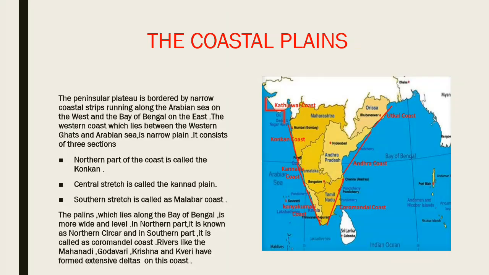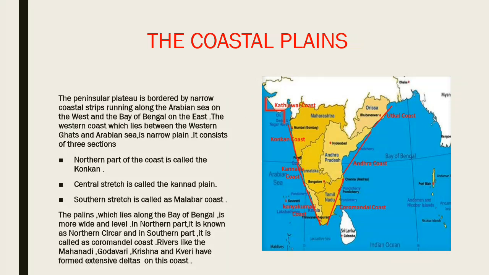Then come to the coastal plains. The peninsular plateau is bordered by the narrow coastal strip running along the Arabian Sea on the west and the Bay of Bengal on the east. The western coast, which lies between the Western Ghats and Arabian Sea, is a narrow plain. It consists of three sections. The northern part of the coast is called the Konkan, Mumbai, Goa. The central stretch is called the Kannad Plain. The southern stretch is called the Malabar Coast.